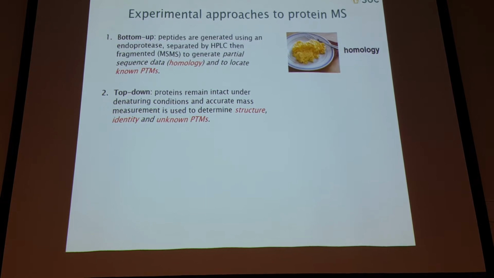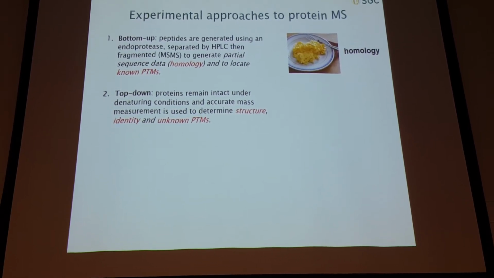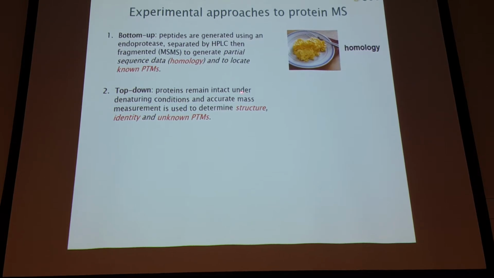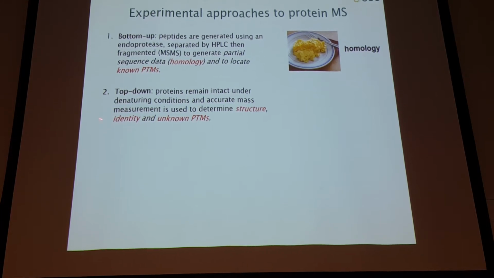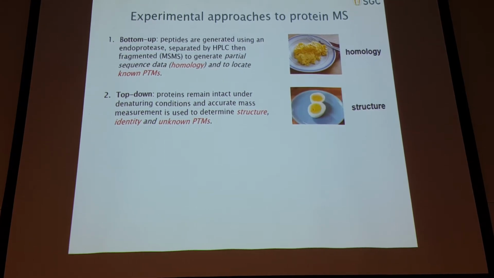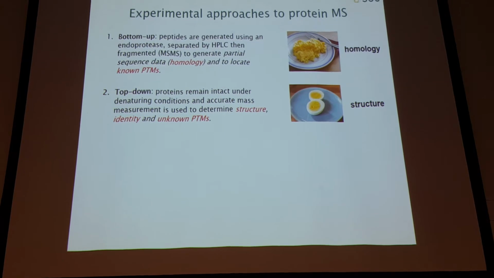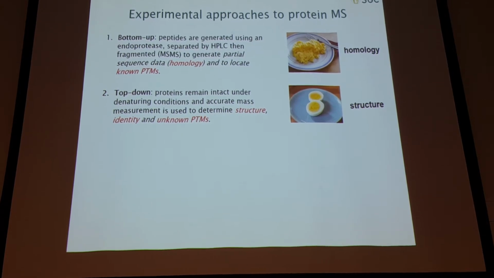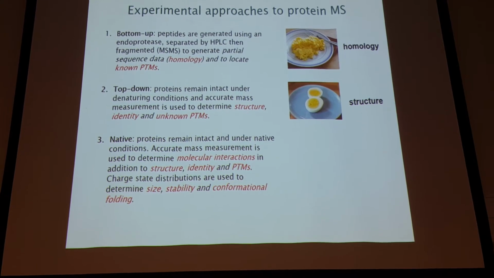Top down, we spoke about this in the fourth session. In top down, proteins remain intact under denaturing conditions. We use accurate mass measurement to determine structure, identity of the protein, and known post-translational modifications. The analogy here is we can have some idea of what type of egg it is because we're retaining structural information.